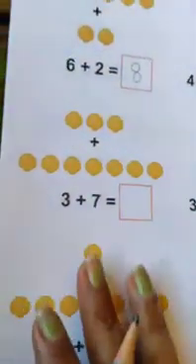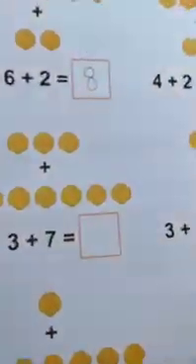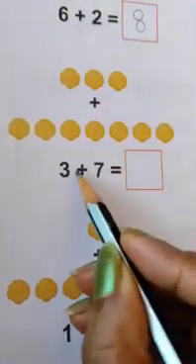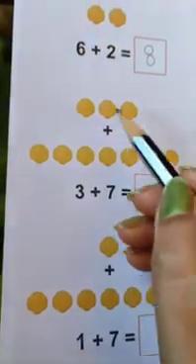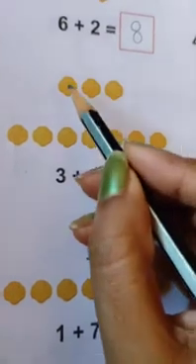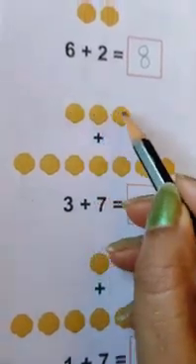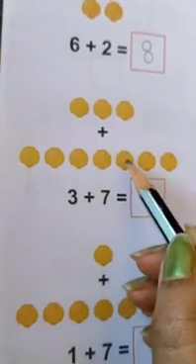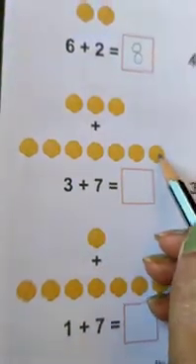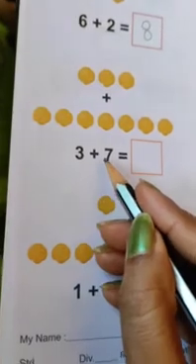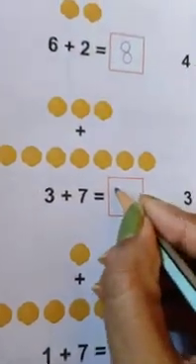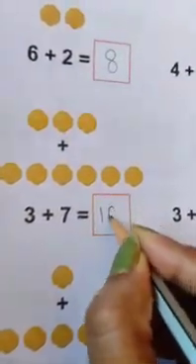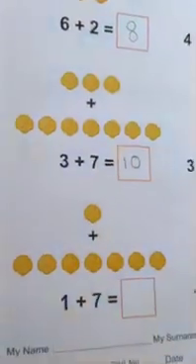So now let's add the another one. Here it is 3 plus 7. So we will count it together. 1, 2, 3, 4, 5, 6, 7, 8, 9, 10. So 3 plus 7 is equal to 10. We'll write here 1, 0, 10.